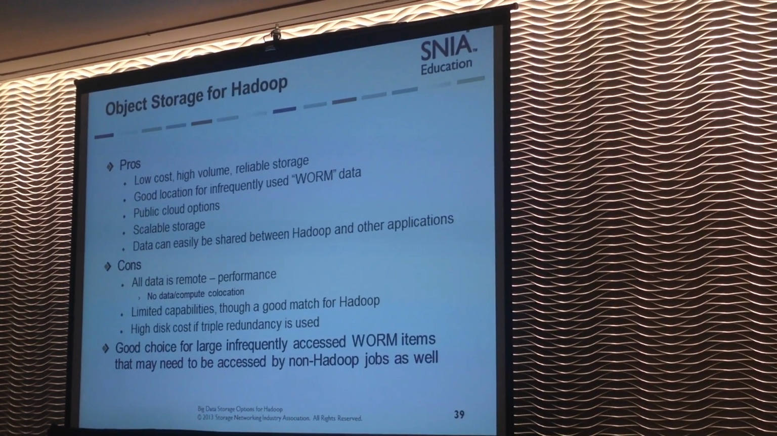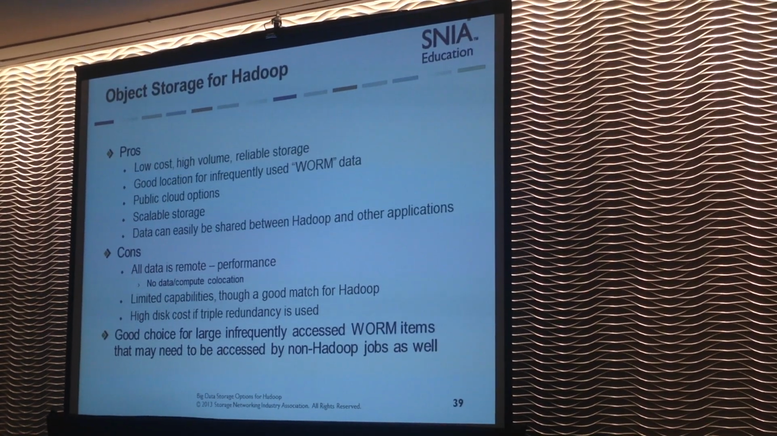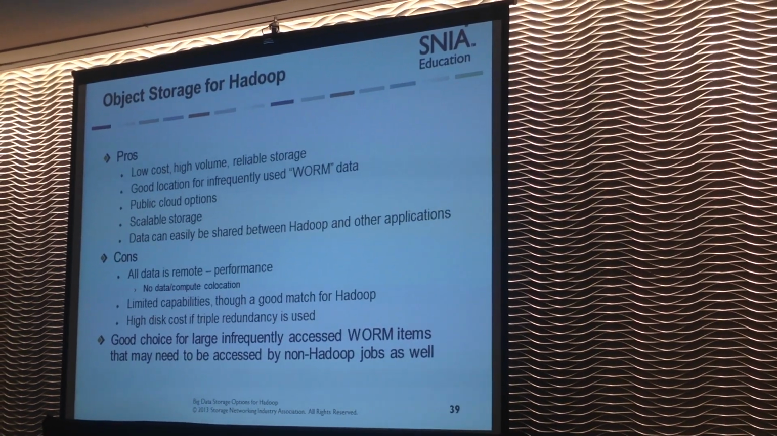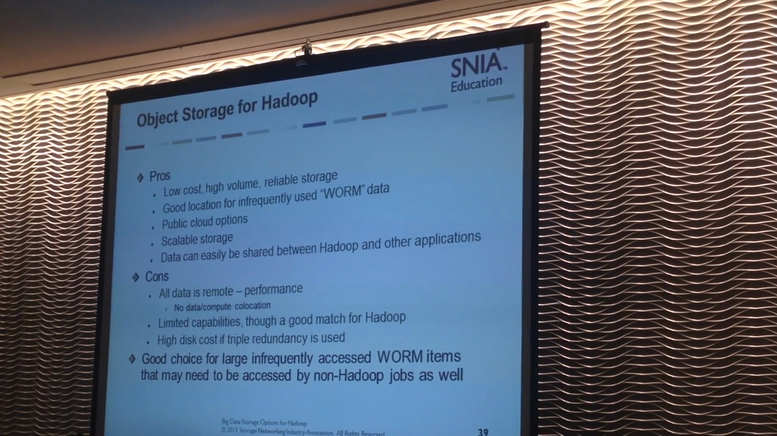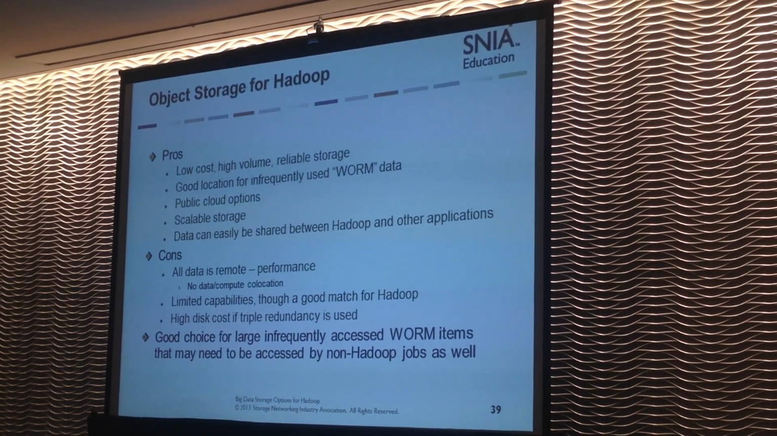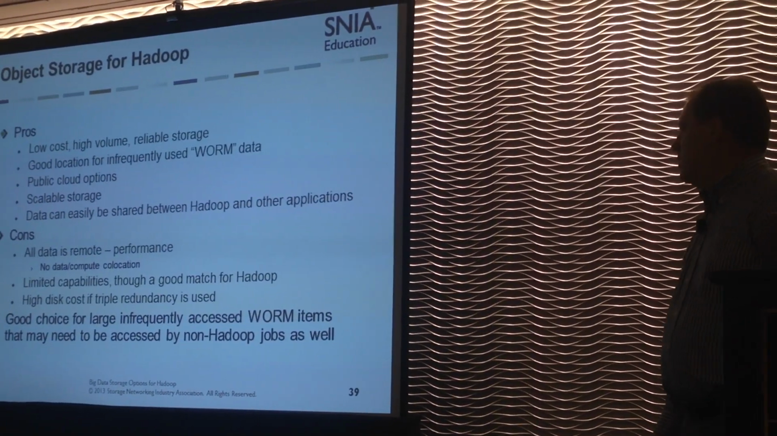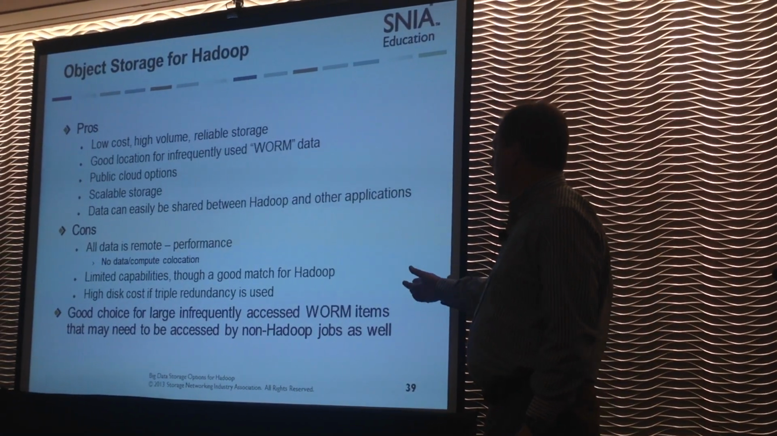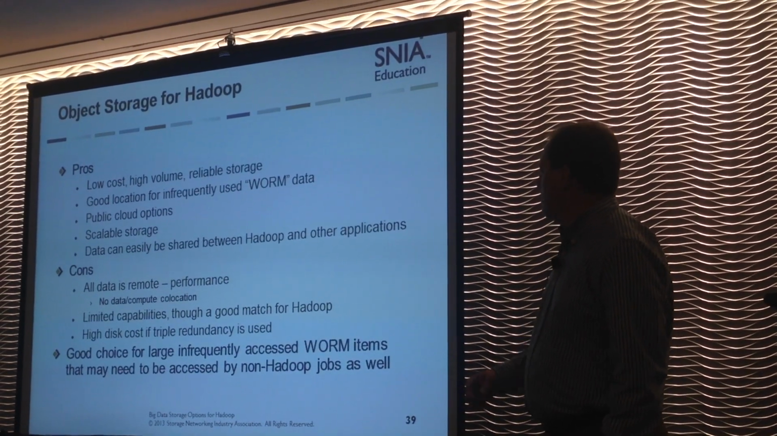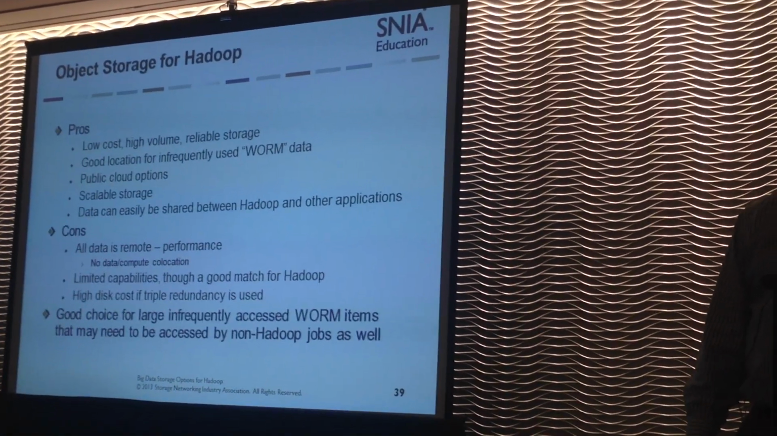It has limited capabilities in terms of what you can do to an object, but they're actually a good match for what Hadoop does in its operations. And depending on the system, for some object systems the triple redundancy can be expensive, but as I mentioned, there are systems that don't have that as well. And as I said, this can be a very good choice if you have data that's infrequently used, files that are primarily write once, and things that need to be accessed by non-Hadoop jobs as well, so having an API that's not Hadoop specific is a benefit.